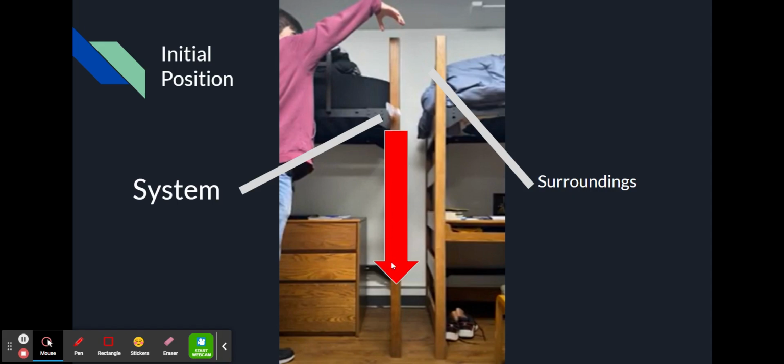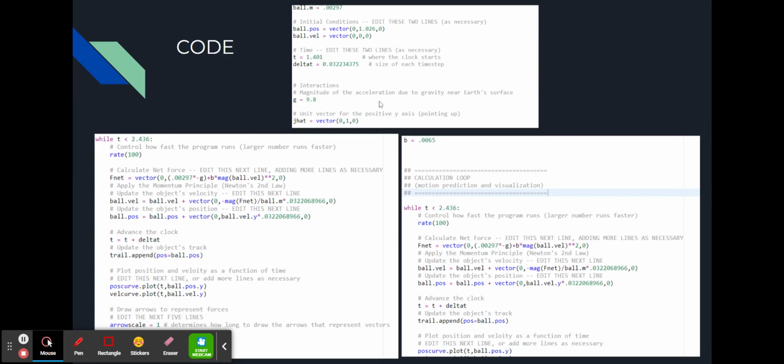So here you can see we have a gravity force acting downwards, and then we have an air resistance force that is less, but still acting upon the paper, slowing its descent.